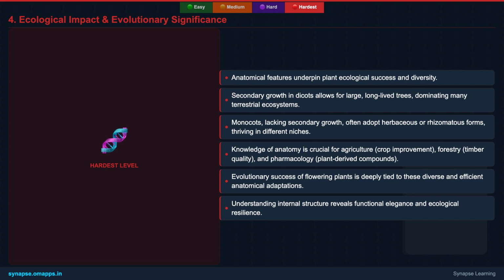From the towering strength of a dicot tree to the resilience of a monocot grass, the internal structure of these plants dictates their role in ecosystems and their capacity to sustain life on Earth. This journey into plant anatomy reveals the intricate beauty and functional elegance of the plant kingdom.